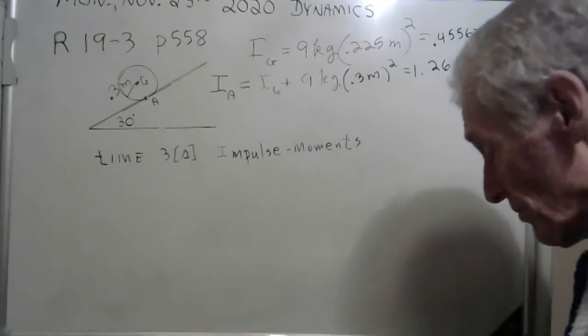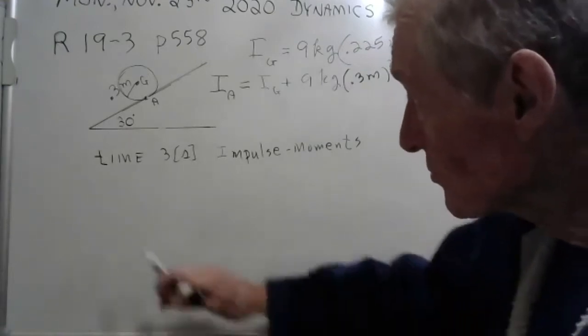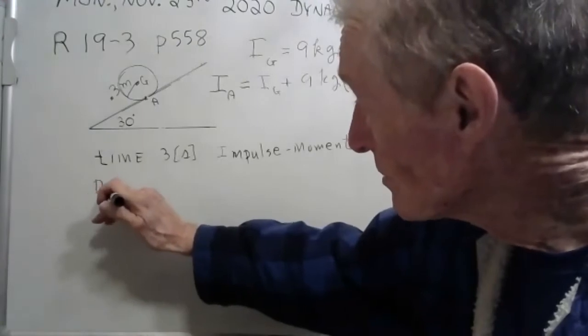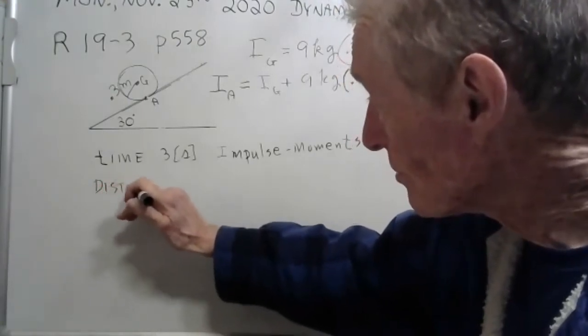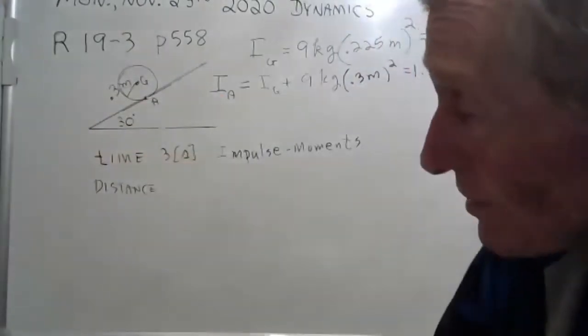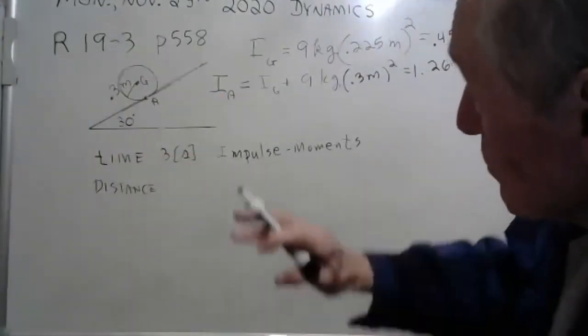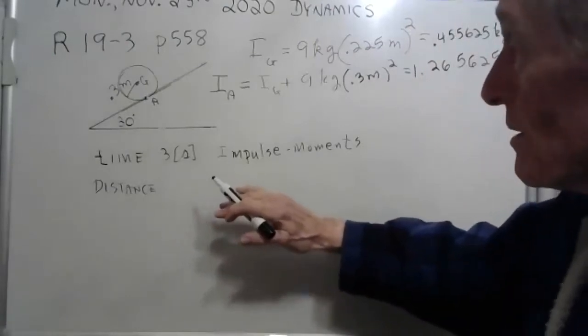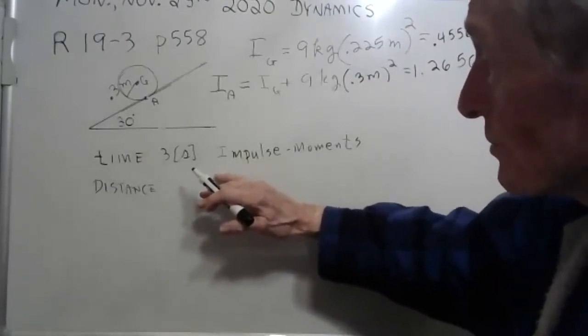Now, if they give you the distance, see, they didn't give you the distance that it rolls down the hill. It rolls down the hill. They didn't give you the distance. But if they did, then which method do you use?